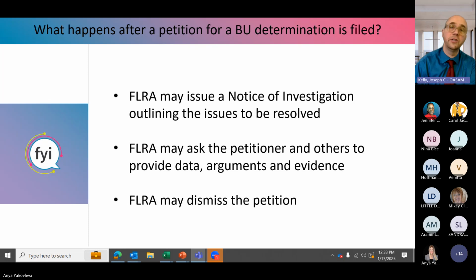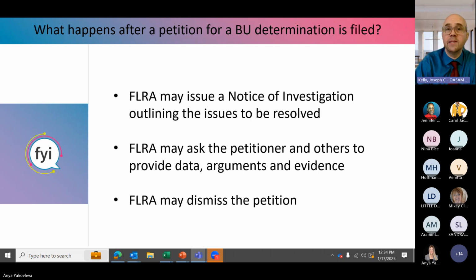So after a petition for a BU determination is filed, the FLRA, if it chooses to, will issue a notice of investigation to look into the matter, because it wants to investigate and make that determination. And in that notice of investigation, it will outline the issues that it needs to resolve. And those issues might be, do the employees really have a shared community of interest? Are they performing the same functions? If they're not performing the same functions, are they performing functions that are similar enough that it makes sense to put them in the same bargaining unit?